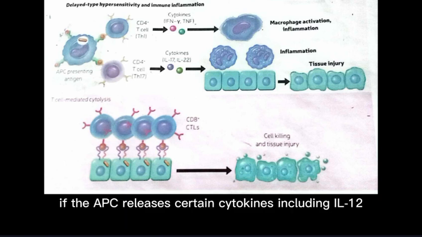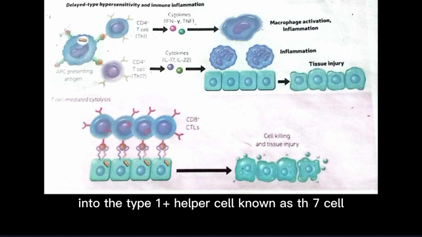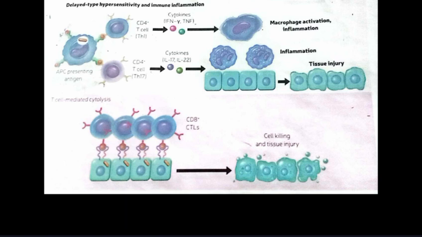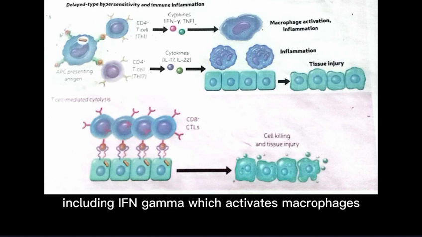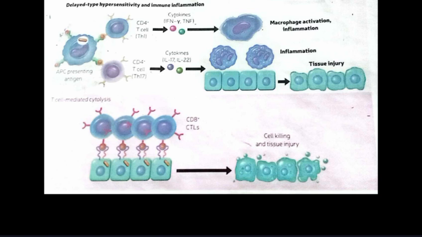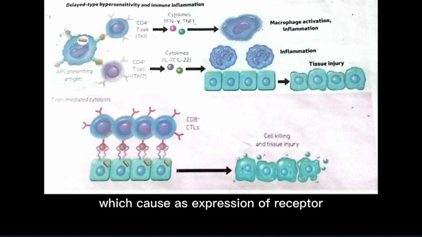If the APC releases certain cytokines including IL-12, then the naive T helper cell will differentiate into the type 1 helper cell known as Th1 cell. And after that, the cell will then release several cytokines including IFN gamma which activates macrophages. The activated macrophages will release IL-1 and TNF-alpha which cause expression of receptors on endothelial cells to recruit more leukocytes to the area.